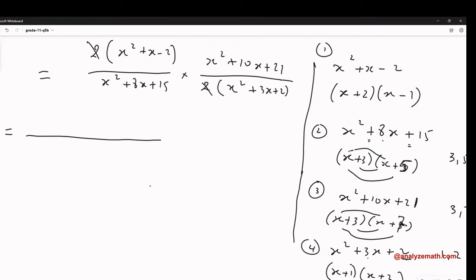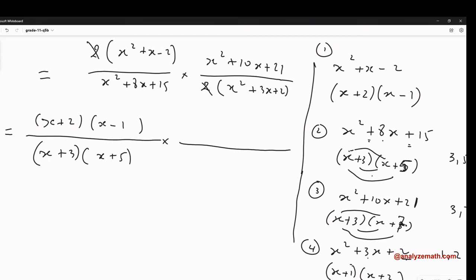Now let's go and rewrite everything with the factors. Okay, so the first one here, x2 plus x minus 2, we did it here, so it's x plus 2, x minus 1. The denominator, it's x plus 3, x plus 5. This is all for the first, the one on the left. Now let's go here, x2 plus 10x plus 21, and this is x plus 3 multiplied by x plus 7. And then the last one, x2 plus 3x plus 2, it's x plus 1 multiplied by x plus 2.